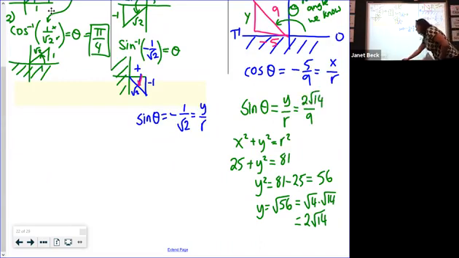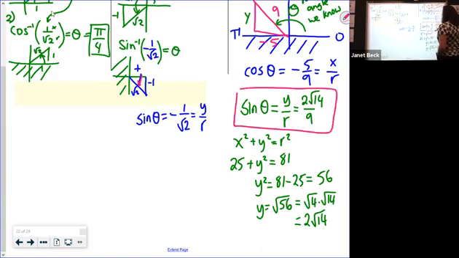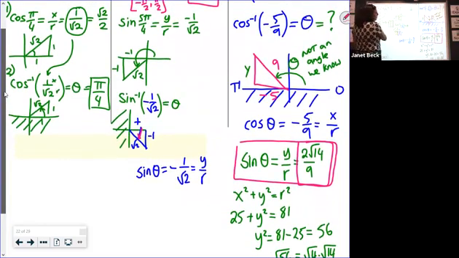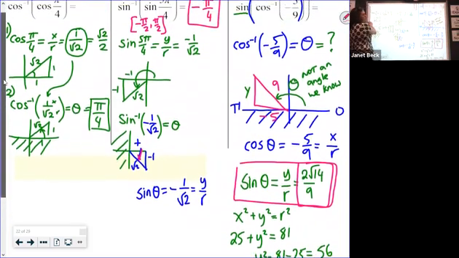And that's my answer. I found the sine of some random angle I didn't really know. Never found out what the angle was. I knew it was bigger than 90 degrees and less than 180. But I was able to find the sine of it even though I didn't know the angle.